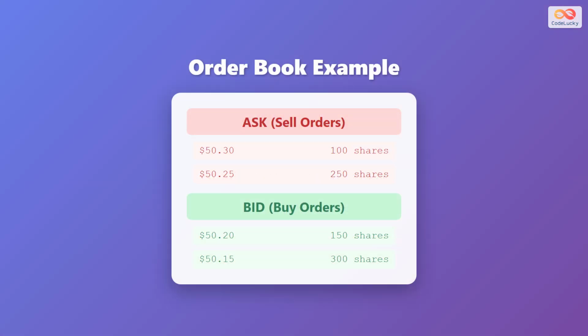Here's a practical example of how an order book looks. At the top, you see ask orders or sell orders. For instance, someone is willing to sell 100 shares at $50.30, and another seller offers 250 shares at $50.25. Below that, you see bid orders or buy orders. A buyer wants 150 shares at $50.20, while another buyer wants 300 shares at $50.15.